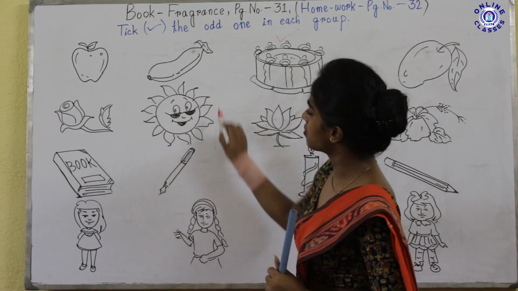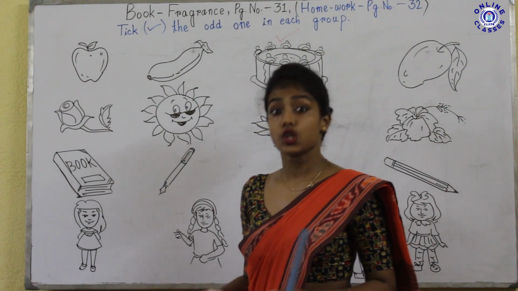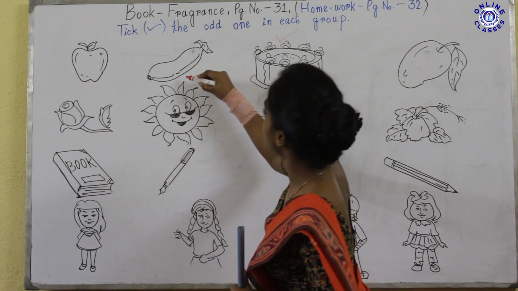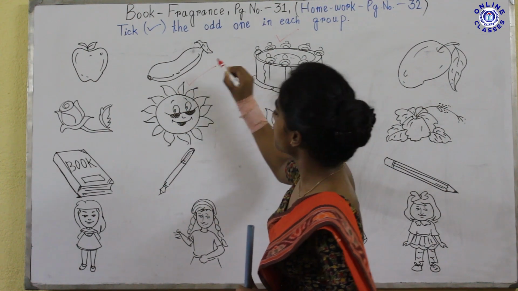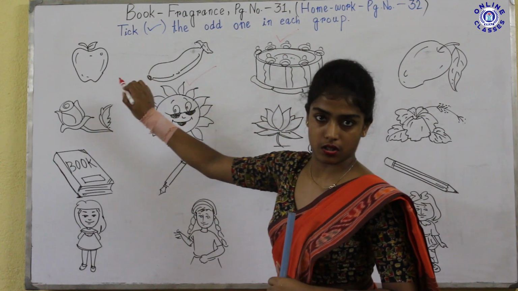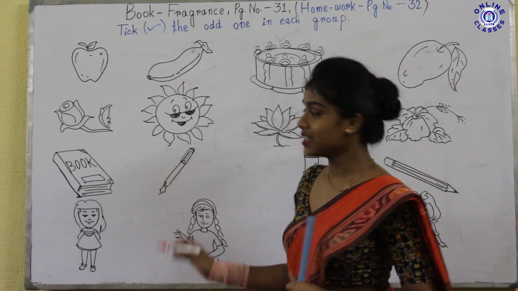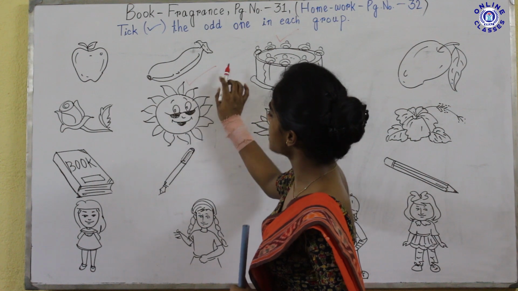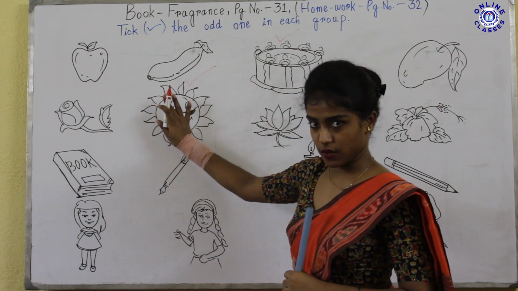But sun is not a flower. So I will tick sun because sun is odd. The sun is the odd one here. So I will tick sun. The sun is the odd one here.